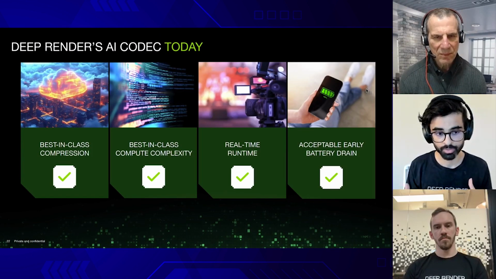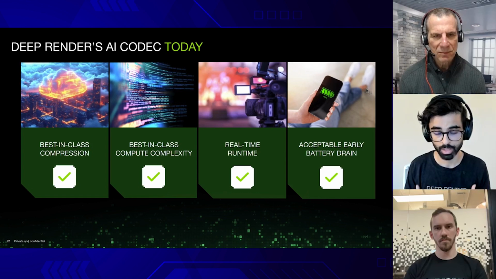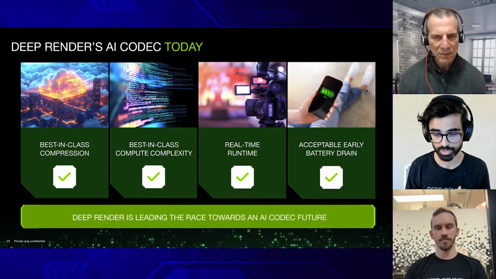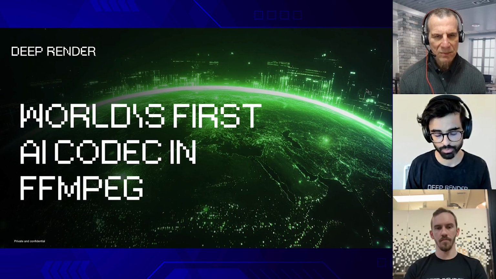So just to reiterate everything I mentioned so far, what AI-based codecs and Deep Render are promising are best-in-class compression performance, best-in-class compute complexity, real-time runtime on encode, and acceptable and extremely strong early battery drain numbers. So I hope that's given you a nice overview of where AI-based codecs and where Deep Render codecs stand today.